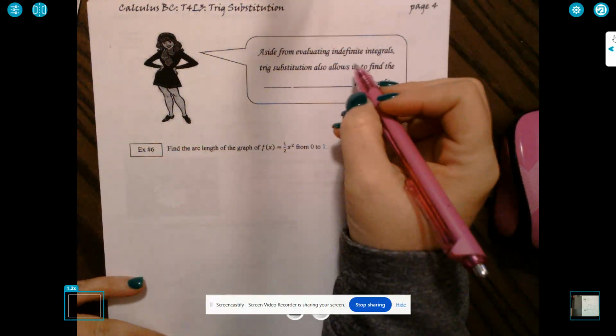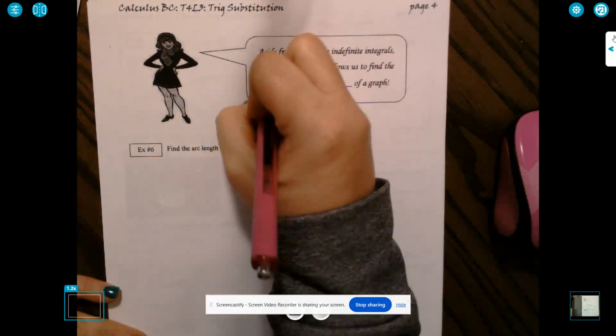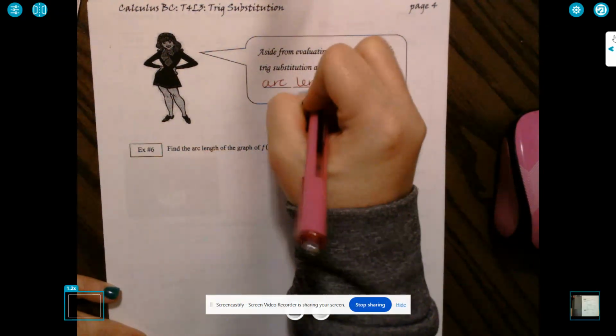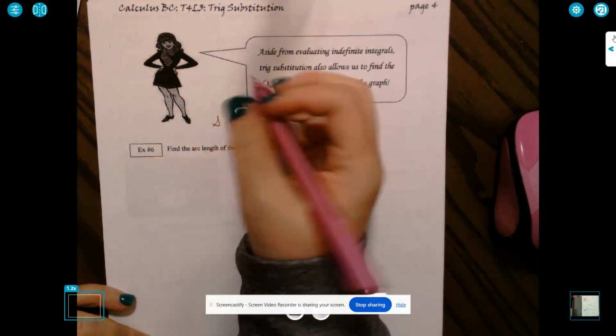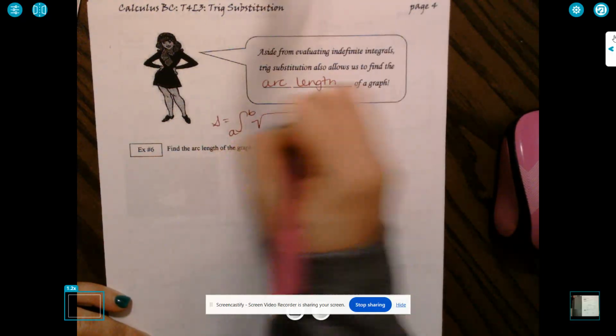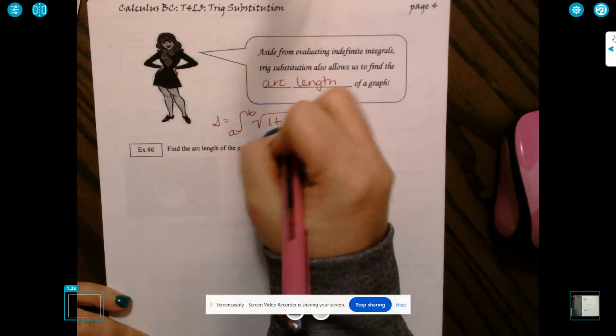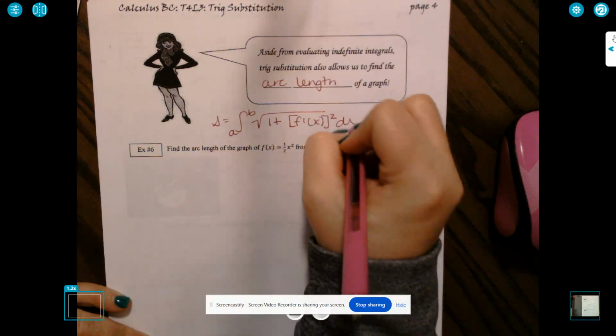Okay, so aside from evaluating indefinite integrals, trig substitution also allows us to find the arc length of a graph. Okay, and if you remember back, our arc length is lowercase s, the integral on the interval from a to b of the square root of 1 plus the derivative of f of x squared dx.